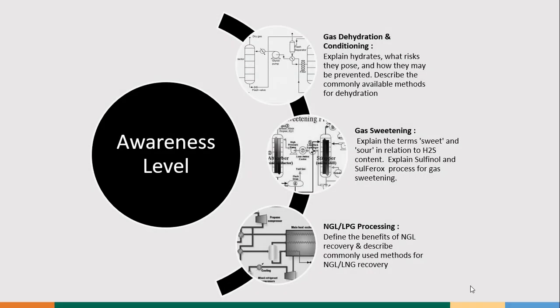So we will see what our agenda is today, which topics we are going to cover. Our agenda will have four things. One thing is gas dehydration and conditioning. In this we will talk about hydrates, what hydrates are, how they are formed, how we can prevent them, and what are the most common methods available in the industry for dehydration and conditioning. Conditioning means heavy hydrocarbon removal.